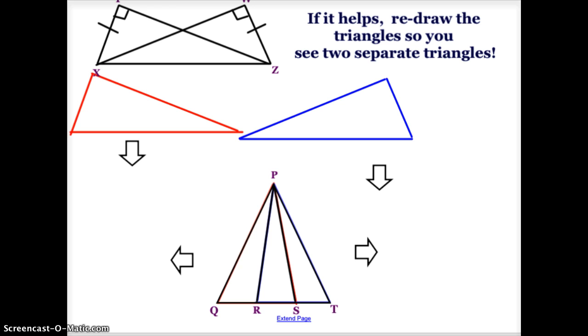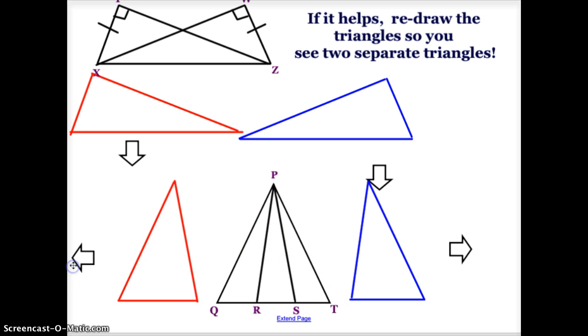Likewise, in this second picture, if I have several triangles that are put together and I take them apart, I have a better idea of being able to prove them based on the information that I'm given. So sometimes it helps to redraw the pictures as two separate triangles whenever they're overlapping.